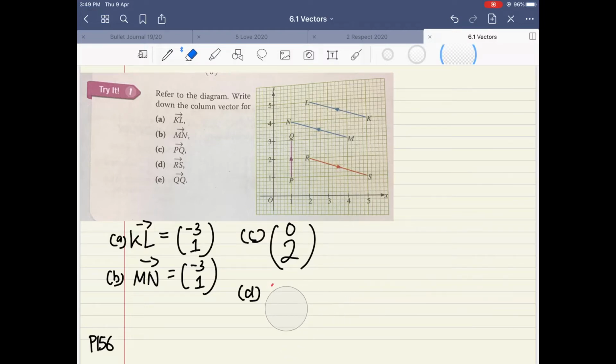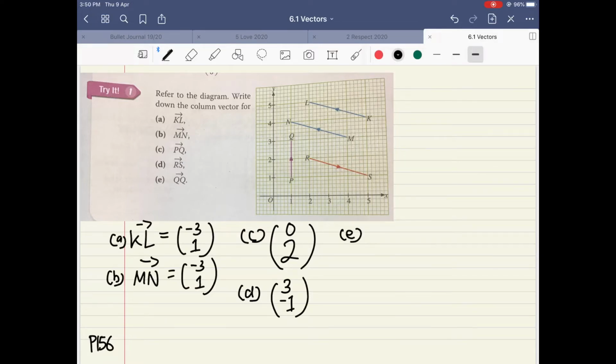So therefore, let me just erase this and let's redo this portion here. For RS, remember always to move on the horizontal plane first. So first for RS, I will move forward by 1, 2, and 3 units to the right, and move 1 unit downwards. So 3 units to the right is positive 3. 1 unit downwards is negative 1. Hence, the vector RS is 3, negative 1.